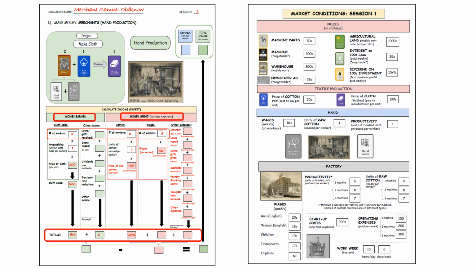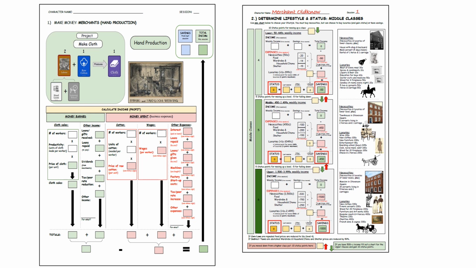He hasn't gotten any other income. He has to spend 240 shillings on cotton, 80 shillings on wages. He has no other expenses. And when this is added up, he ends up with 480 shillings. He also has a savings of 100 shillings. This is indicated in his worksheet. So now we have to see how well he does, what his lifestyle is like with 100 shillings in savings and 480 shillings in income.